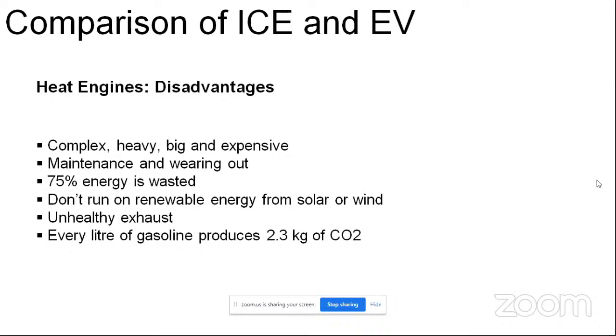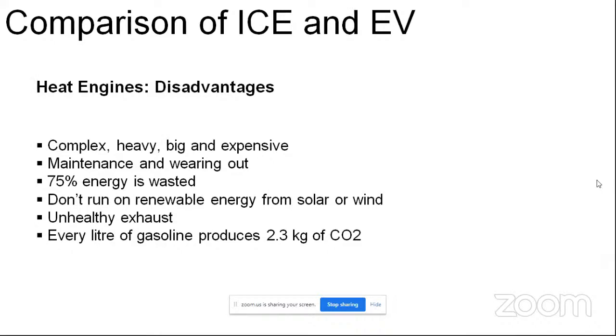So they can't rely on non-conventional energy resources like solar or wind, which are very pure and not hazardous to our earth. And there is unhealthy exhaust: SOx gases and COx gases are exhausted from their exhaust system. They are not healthy for human beings. And every liter of gasoline produces 2.3 kg of CO2 gas. So these are all major disadvantages of heat engines, which force humans on earth to switch to the electric vehicle.